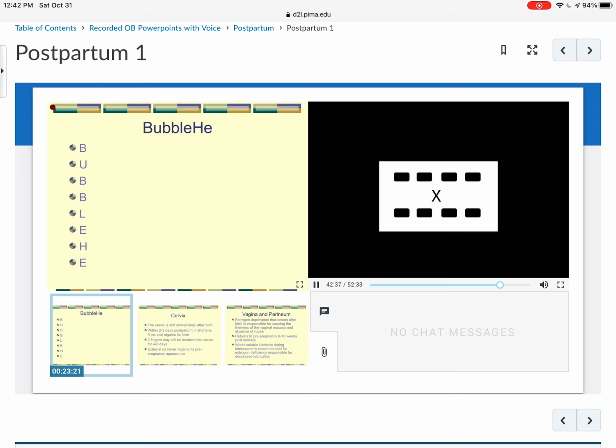The uterus, we've already talked about the assessment of the uterus. Where is it located? Is it nice and firm, or is it boggy? And also, which leads to the next one, which is bladder. We're concerned with keeping the bladder empty.